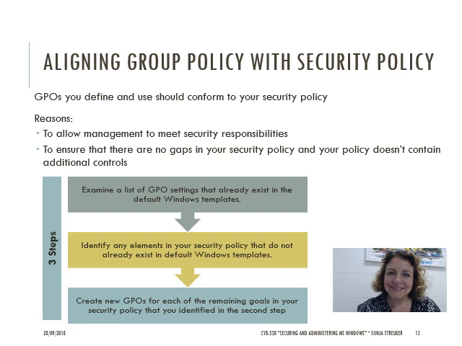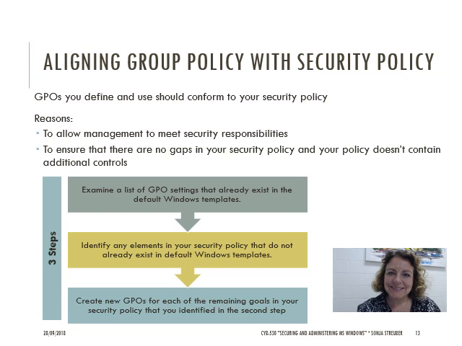So, making group policy conform to your security policy is a three-step process. You first want to examine a list of GPO settings that already exist in the default Windows templates. The Group Policy Settings reference from Microsoft is an excellent resource for this task. So identify any GPO settings that satisfy parts of your security policy. Activate all settings that are appropriate for your policy.